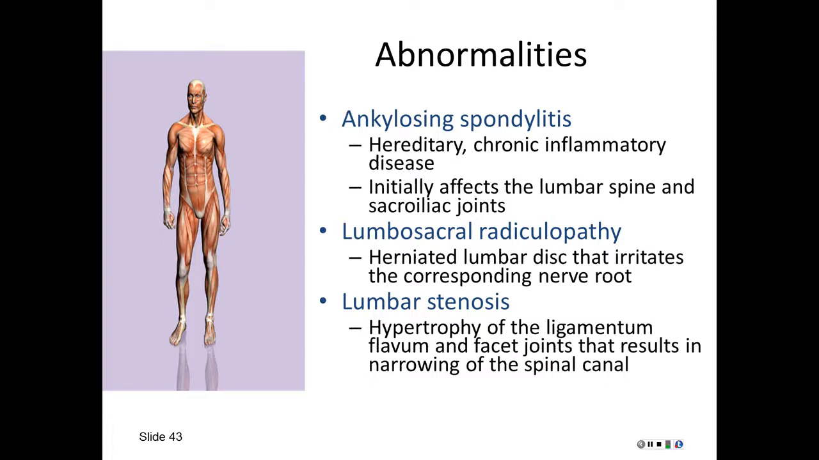Abnormalities, ankylosing spondylitis is hereditary chronic inflammatory disease. Initially affects the lumbar spine and sacroiliac joints, and it is where the joints do not align exactly, one on top of the other. Lumbosacral radiculopathy is herniated lumbar disc that irritates the corresponding nerve root. Lumbar stenosis is hypertrophy of the ligament and facet joints that result in narrowing of the spinal canal.